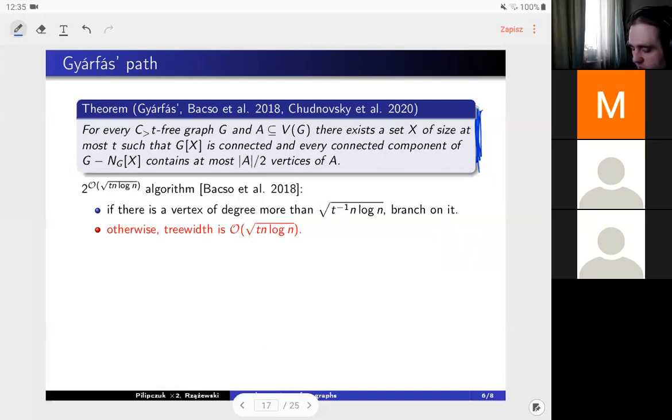And what's told here is really that you can balance out this T and log n somewhere inside the root, to get this running time bound. So if there's a vertex of high degree, high meaning more than root n, branching on it gives this recursion. Otherwise, the balanced separator theorem says that the tree width is root n, and you can do dynamic programming on the tree decomposition in time 2 to the root n. So that's the algorithm of Bacho et al. That's nothing special, but it's the easiest application of this lemma.